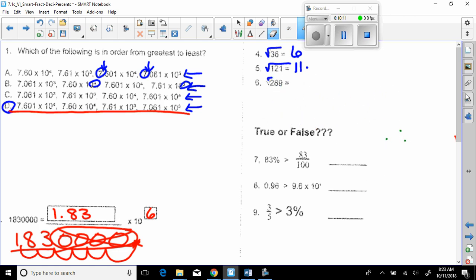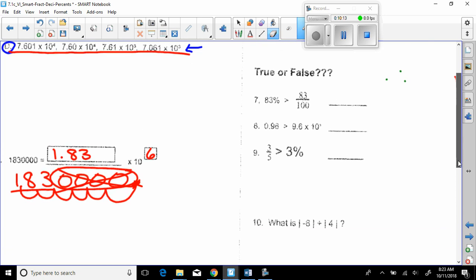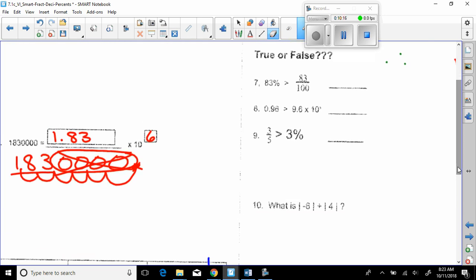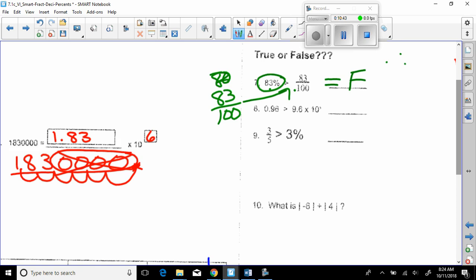All right, and finally the last part, true or false. So in our last lesson, we learned how to change a percent to a fraction. So we know that 83% is 83 out of 100. That is exactly the same as that. Therefore, they're equal, and 83% is not greater than 83 hundredths. So this statement is false.